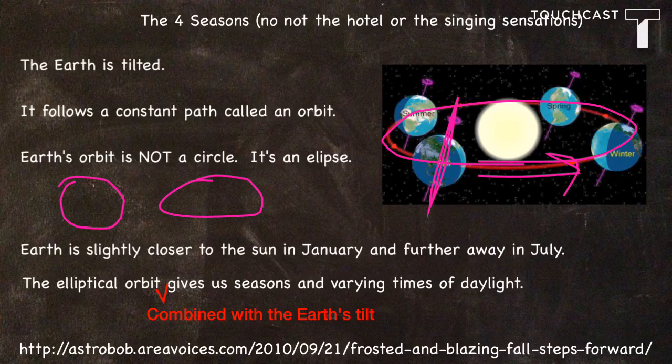Earth is actually slightly closer to the Sun in January and slightly further away in July because of that elliptical shape. And the elliptical orbit, combined with the Earth's tilt, of course, gives us seasons and varying times of daylight. Like, not a lot of daytime in the winter, right?